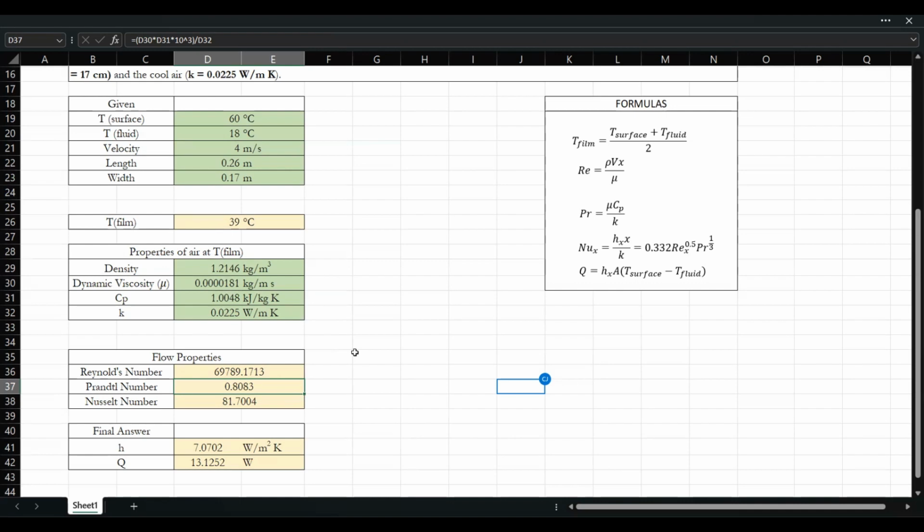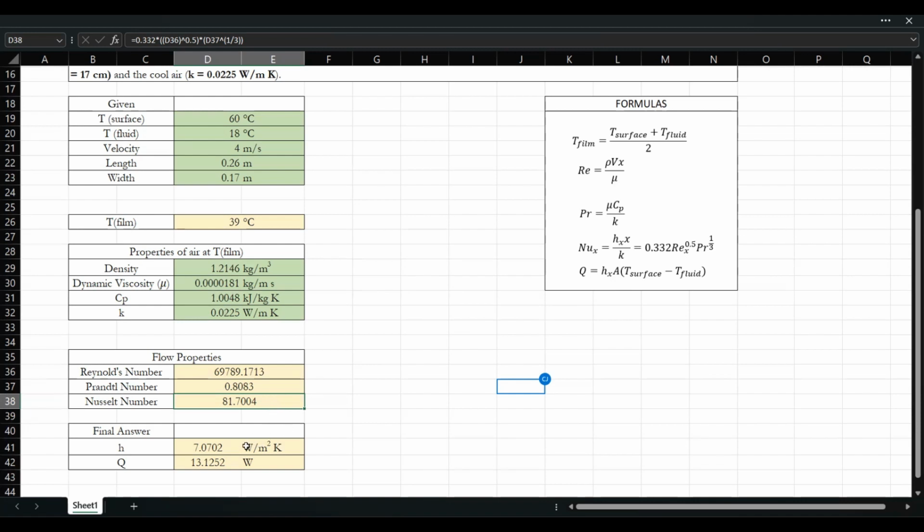After that, we can now finally calculate the Nusselt number. As discussed previously, the formula of the Nusselt number is dependent on whether or not the fluid is considered laminar or turbulent. Since the Reynolds number is less than 5 times 10 raised to 5 or 500,000 and the Prandtl number is greater than 0.6, we can proceed to use the formula 0.332 times the Reynolds number raised to 0.5 times Prandtl number raised to 1/3. The result in a Nusselt number is 81.7004.